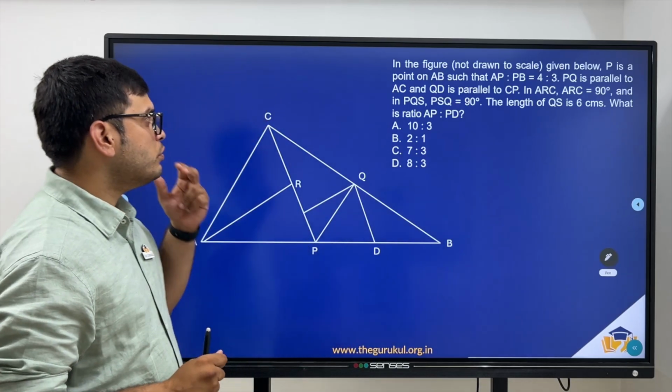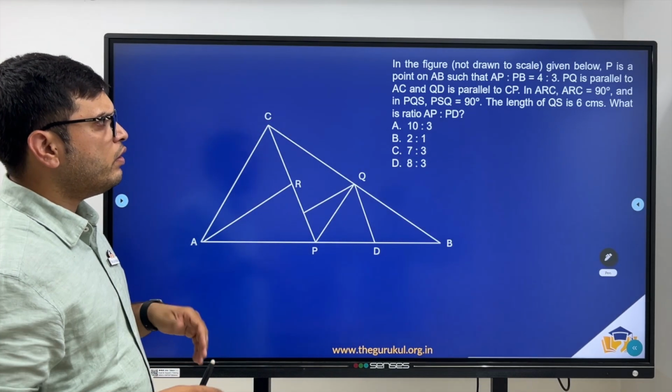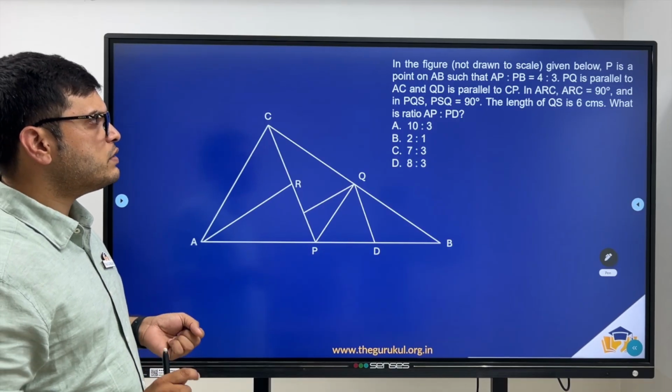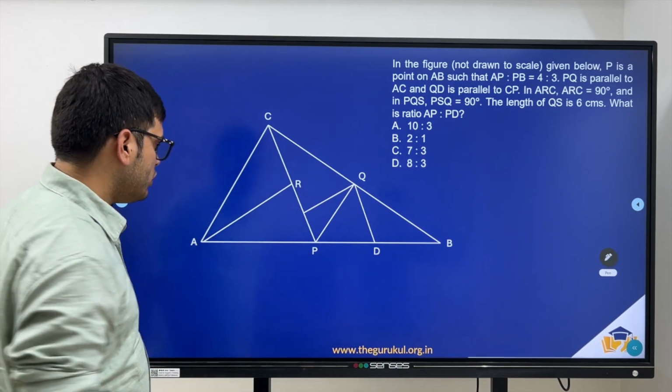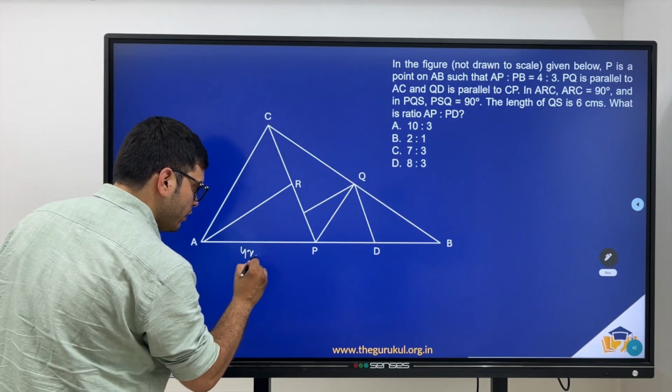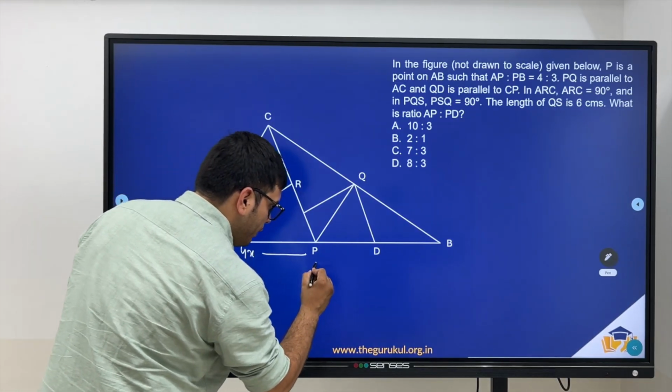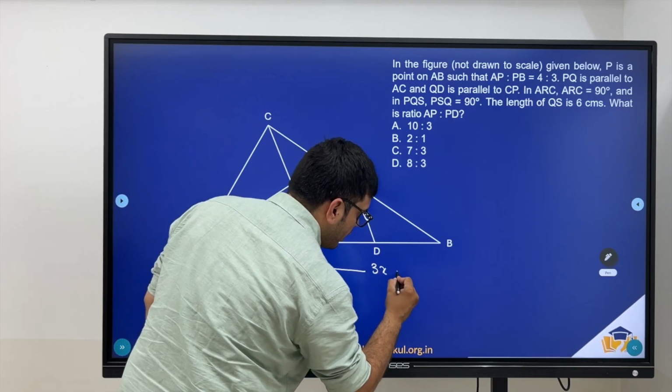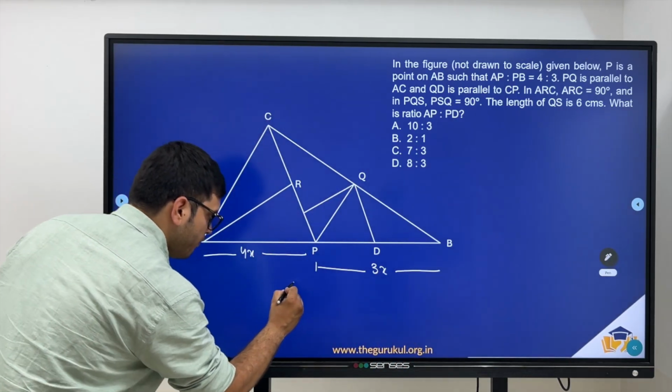Now coming to the third question. In the figure not drawn to scale, given below, P is a point on AB such that AP is to PB is 4 is to 3. So let me consider this as 4x. So PB would be 3x. The length of AP would be 7x.